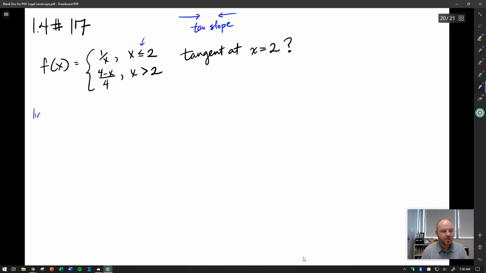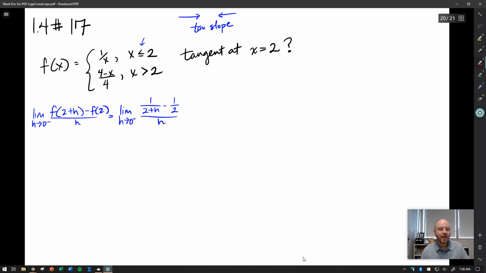So we have a limit as h goes to 0 of f of 2 plus h minus f of 2, all over h. And let's begin by plugging 2 plus h and 2 into our function. By the way, this is the limit as h goes to 0 from the left. 2 plus h goes in, we end up with 1 over 2 plus h. And then 2 goes in, we end up with 1 over 2. And then this is all over an h.